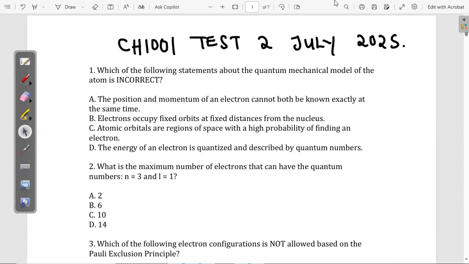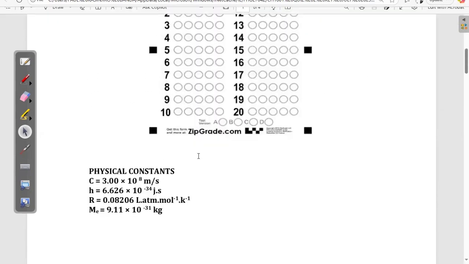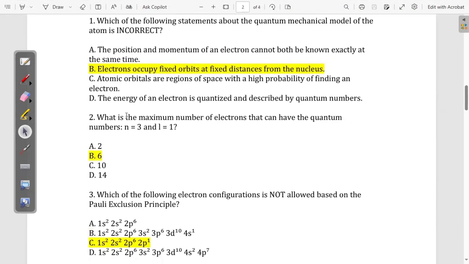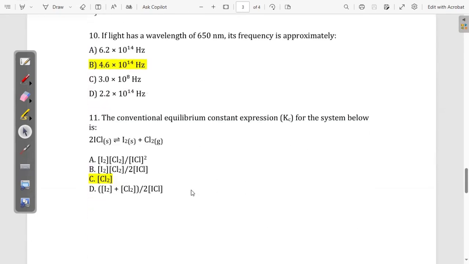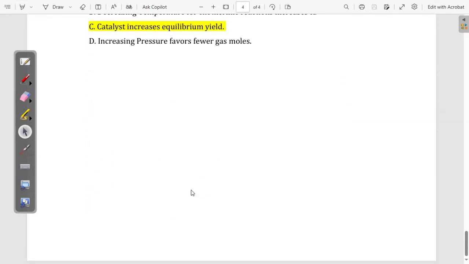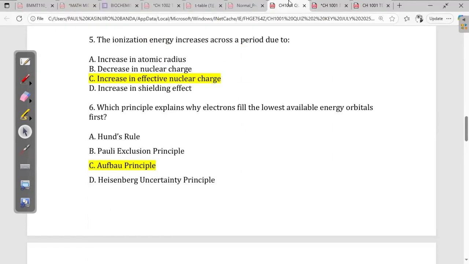It turns out that most of the questions from Quiz 2, this is the Quiz 2 paper here, had 15 multiple choice questions. They are also there in the multiple choice part of Test 2. So I'm going to be revising these papers together.